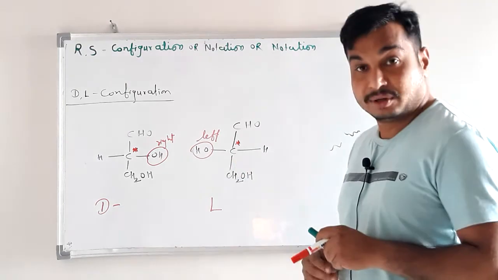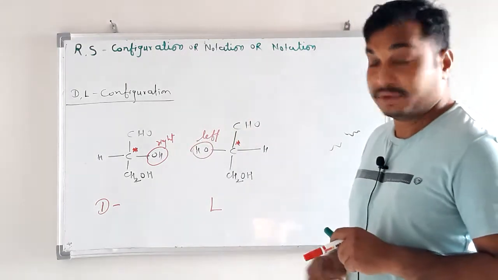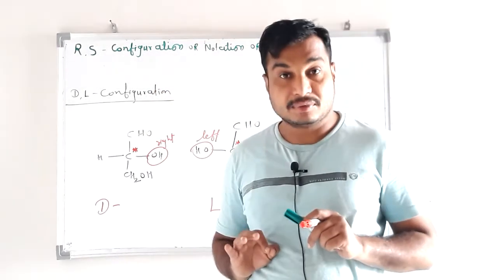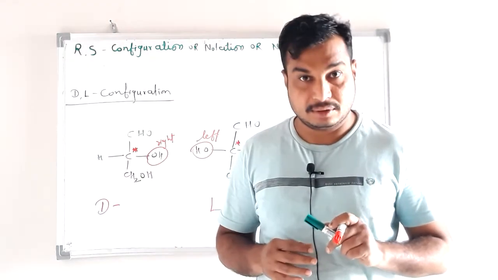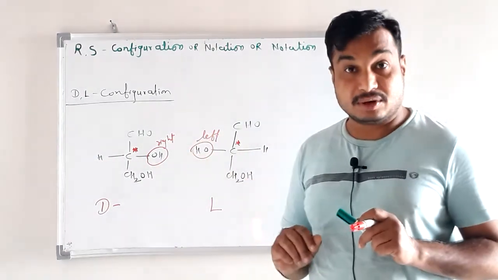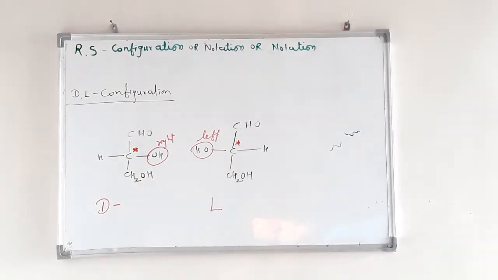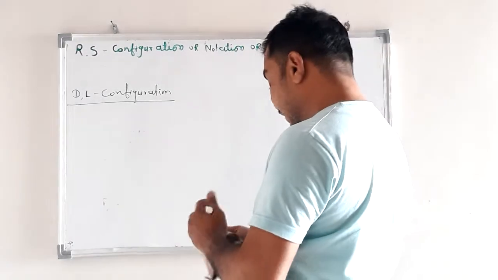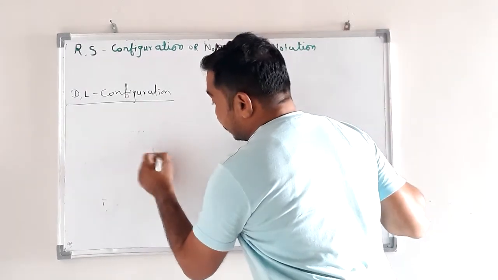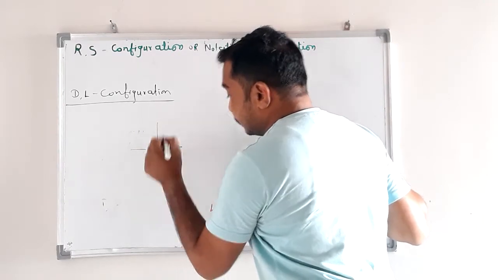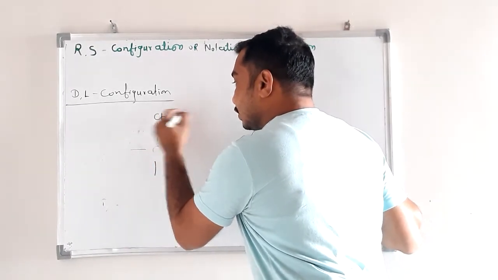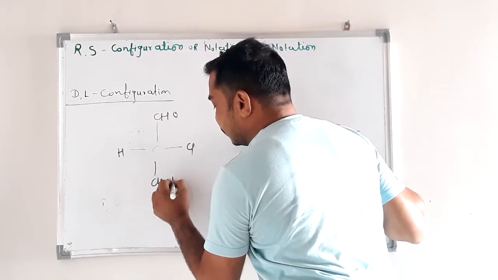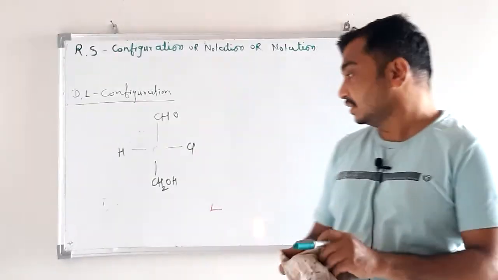Now, this system of giving notation or configuration is only applicable for compounds belonging to the carbohydrate family and amino acids, not others. Why is this system not applicable to others? Let us take one example. This is the carbon atom. Here CHO, H, Cl, CH2OH. For any example, I don't know what the name is, but this is an example.